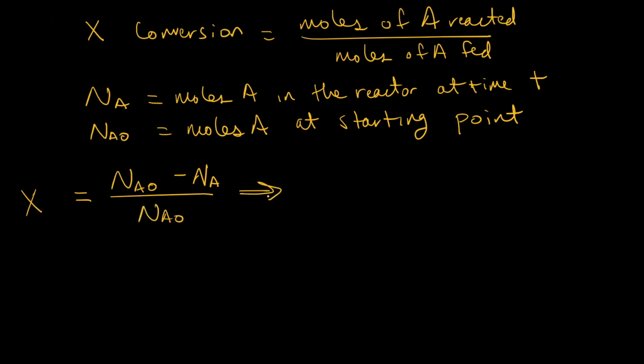And we can also write this by solving for number of moles, Na. So let's multiply by Na0 and then subtract Na0. By solving for Na, we get Na is equal to Na0 times 1 minus x, 1 minus the conversion. So both of these two terms will be useful when we try to figure out how to put the conversion into our differential equations.